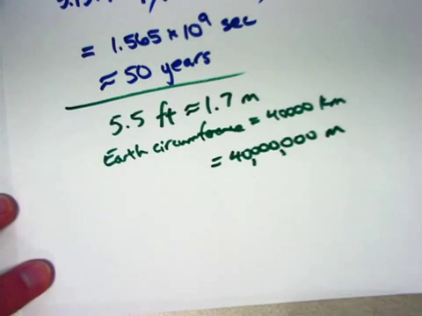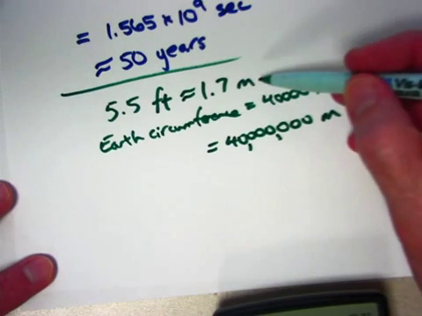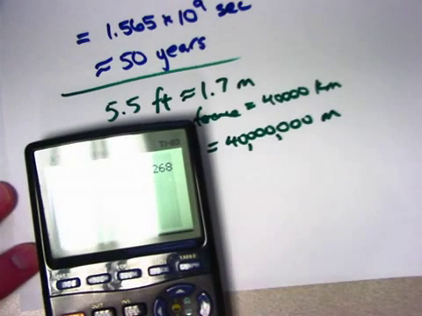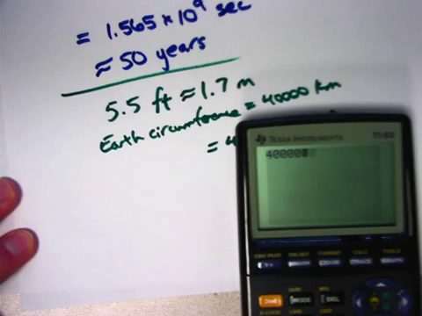And so how many women of average height 1.7 meters are going to fit around the Earth if you put them head to head? We'd have to just take 40 million and divide by 1.7.